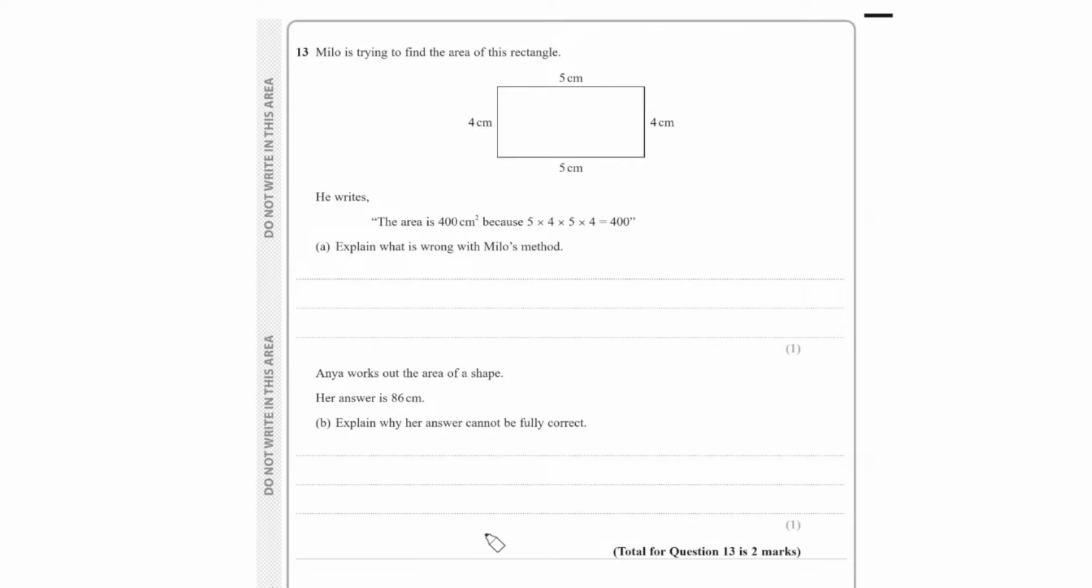Question 13, Milo is trying to find the area of this rectangle. He writes, the area is 400 centimeters squared because 5 times 4 times 5 times 4 is 400. Explain what is wrong with Milo's method. So I would say, obviously, hopefully we know that area is actually just length times width. So you can always write a correction. You could say Milo should have done, or however you want to word it, 4 times 5, which we know would give us 20 centimeters squared.